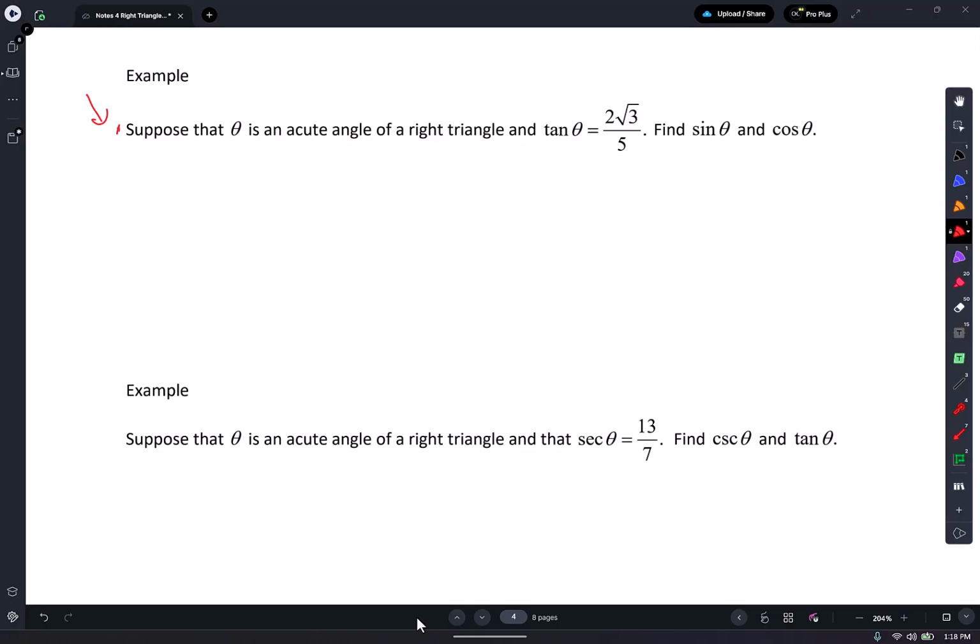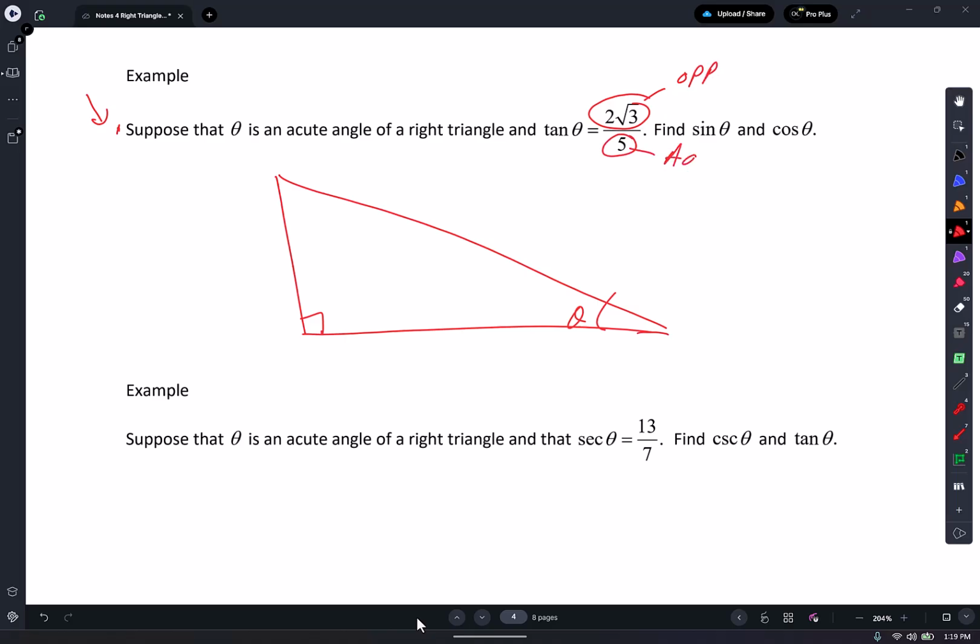It says, suppose that theta is an acute angle of a right triangle and that tan theta is 2 square root of 3 over 5. Find sine and cosine. So here it is, not to scale, just some random triangle. And here's that angle. Remember that tangent is opposite over adjacent. So opposite to this angle is 2 square root of 3, and the adjacent is 5.